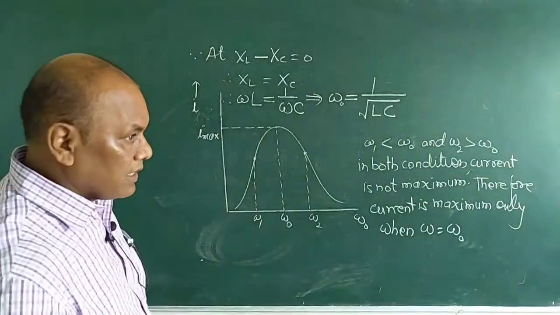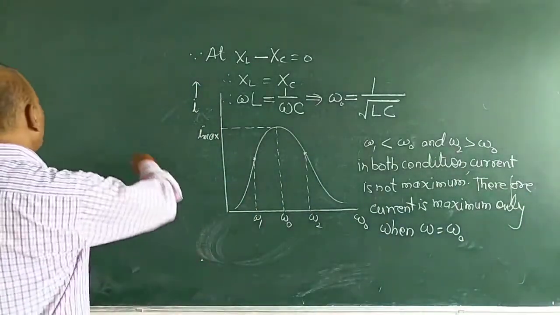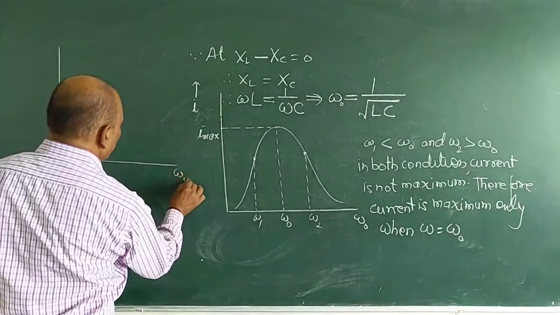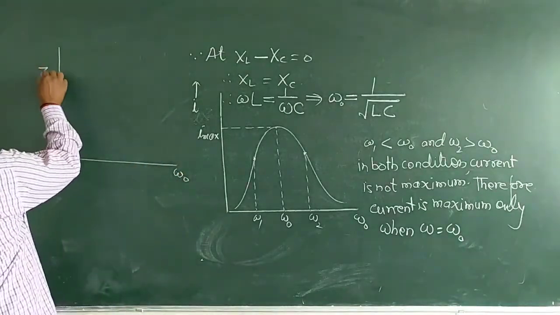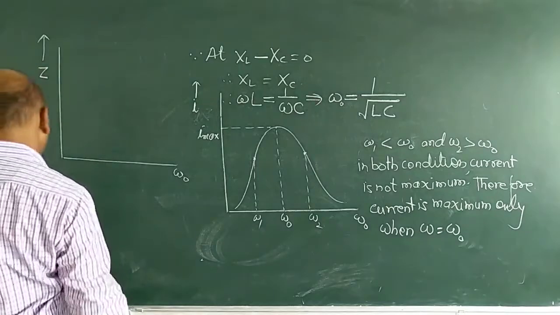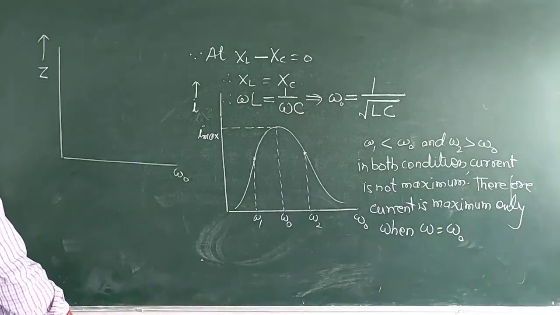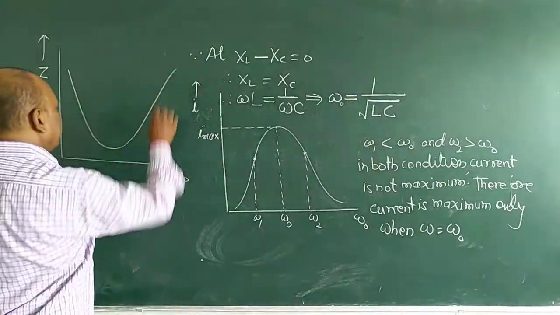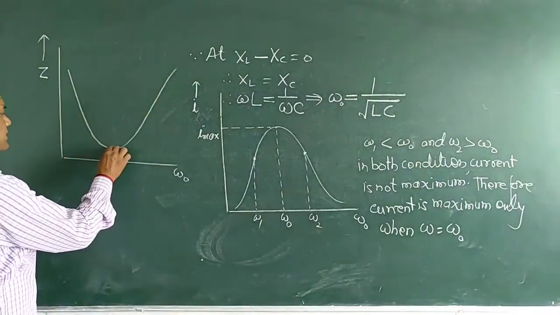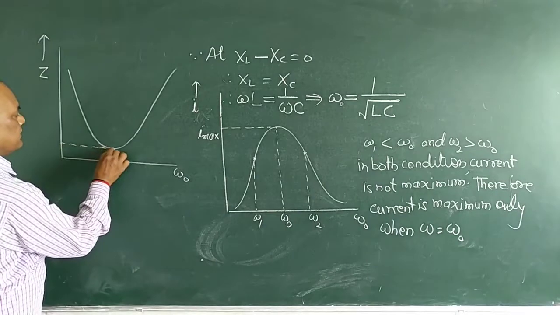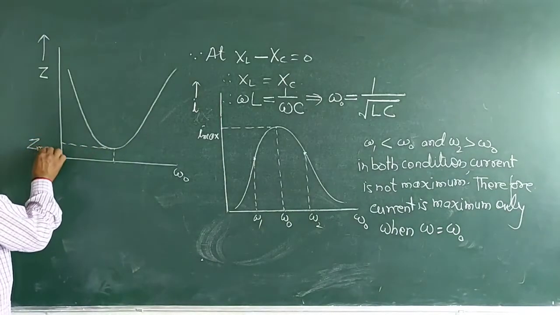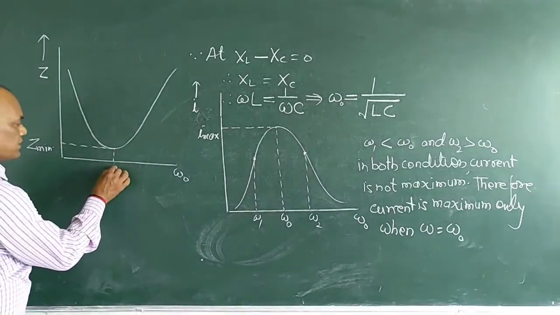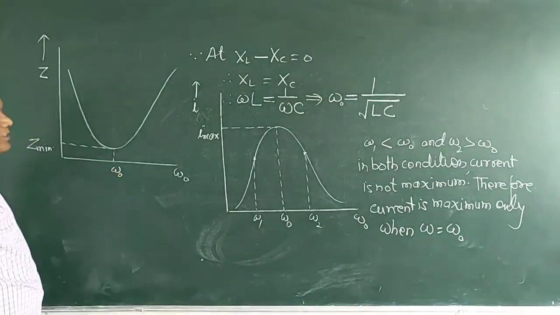Similarly, if we follow this curve, this is omega 0 and this is Z, the impedance of the circuit. We get such a type of relation like this. Here Z is minimum, at omega 0.